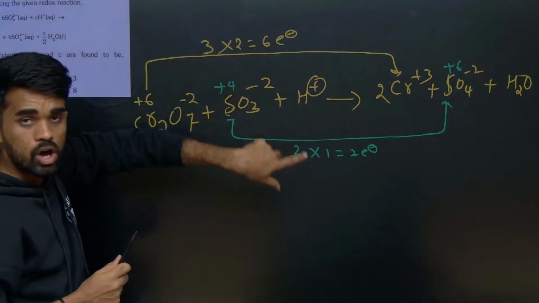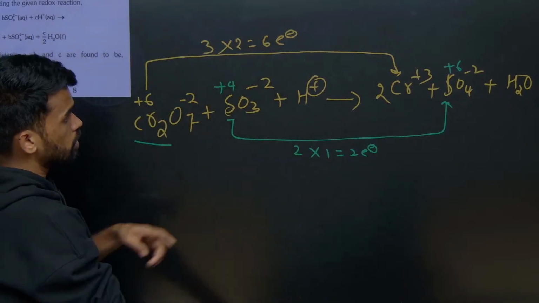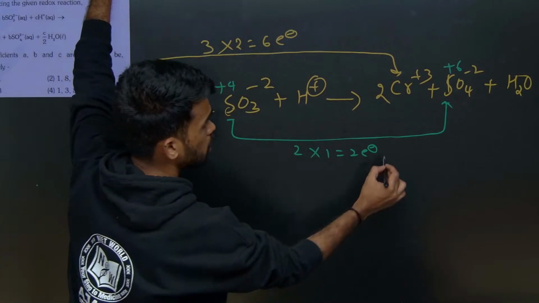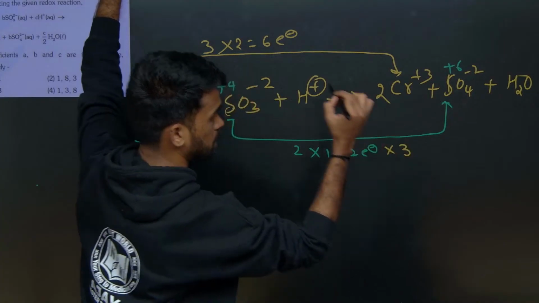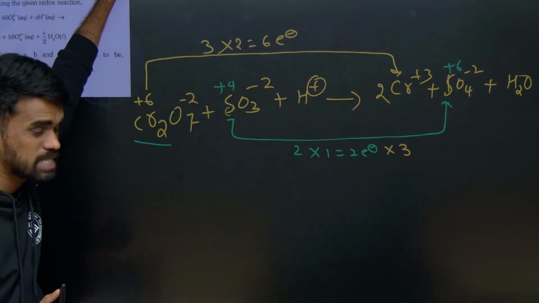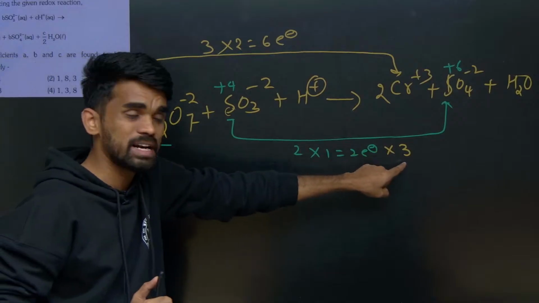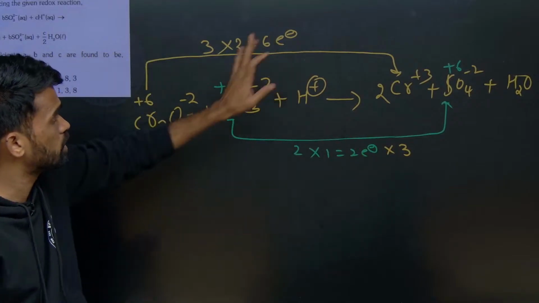But lost and gained electrons should be the same. So in order to make this number the same, I should multiply with 3. So this is the mistake we did in the previous case. Now I should multiply with 3, so therefore it will become the same.